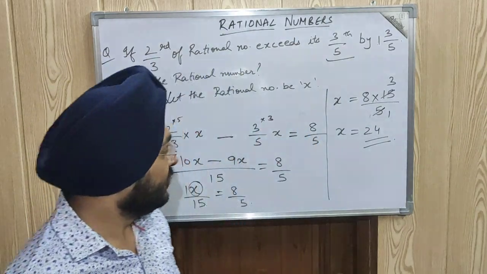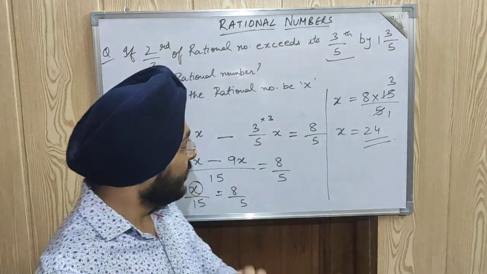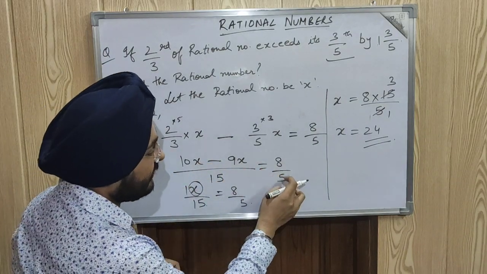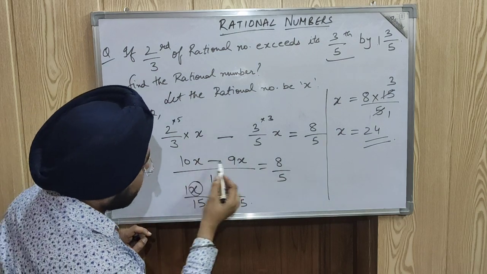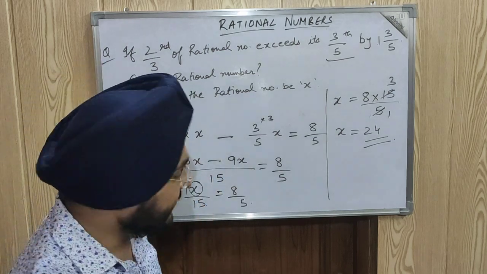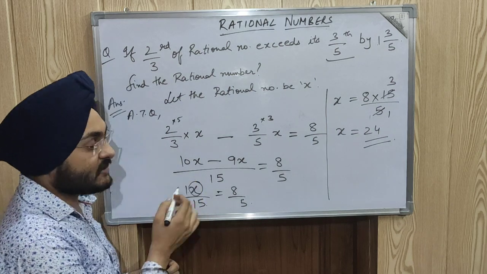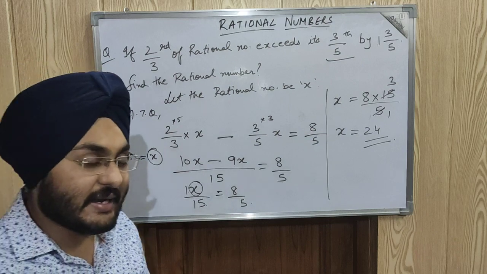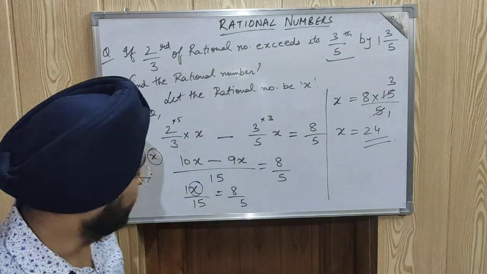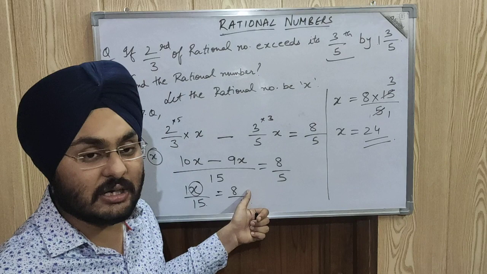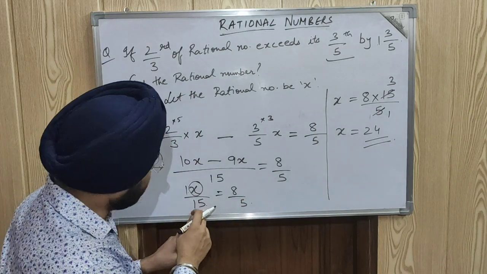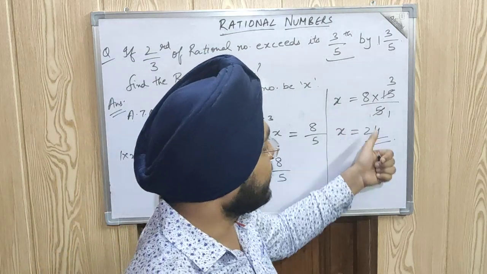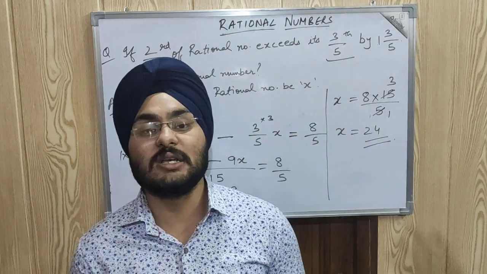Hope you are understanding this. Again explaining the same thing here: 10x minus 9x is 15, 8 by 5. Now 10x minus 9x will be 1x, or x. If I say 1 multiplied by x, what will I get? x only. So 1x and x are the same thing here. We are taking this 15 towards the right side. This 15 is in the denominator, so taking it to the other side, it will go in the numerator. On solving this, we get the value of x as 24.